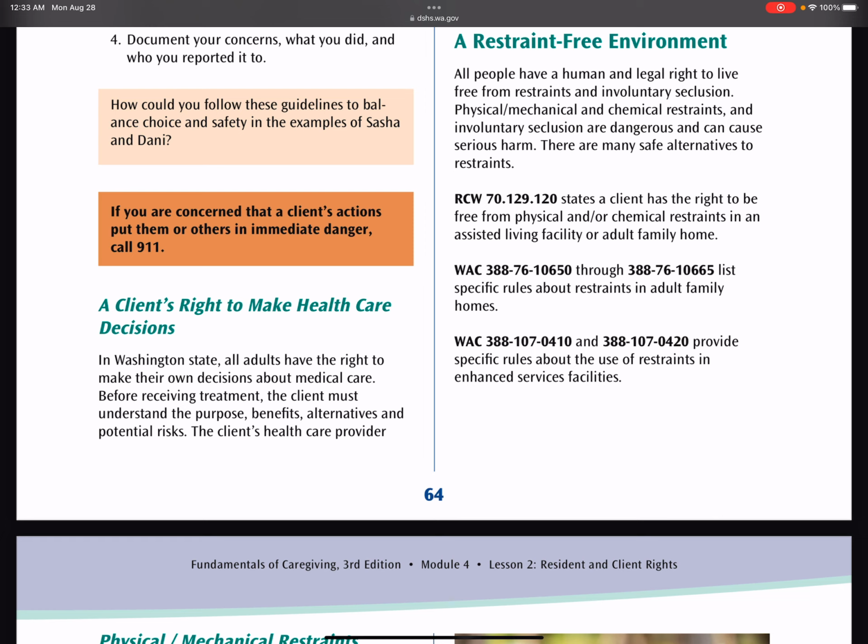It's also true that clients have the right to refuse any treatment, medication, or services at any time. No one can force a client to do anything the client does not want to do.